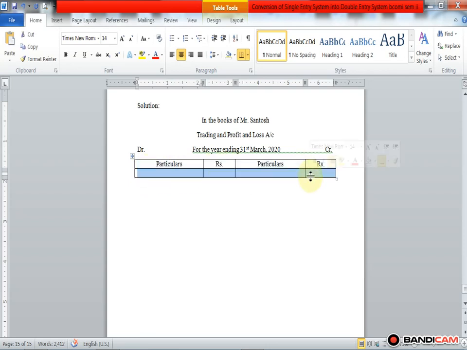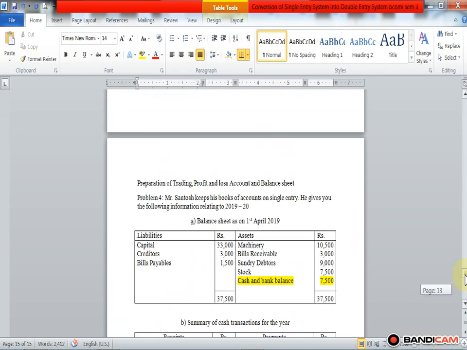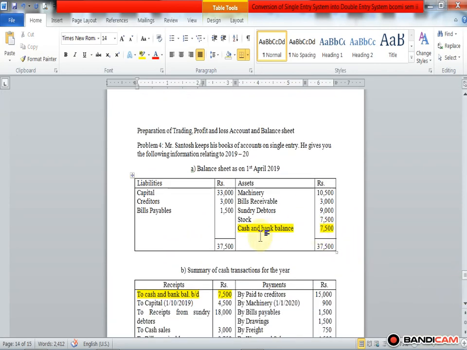Okay, then we start to solve the problem. First, opening stock. Opening stock is given to you in the opening statement of affairs. So this stock is opening stock.